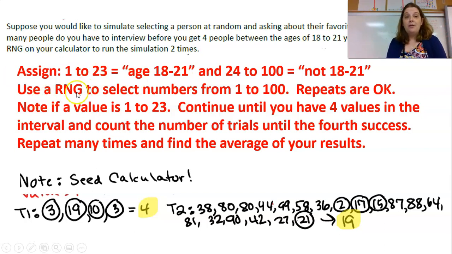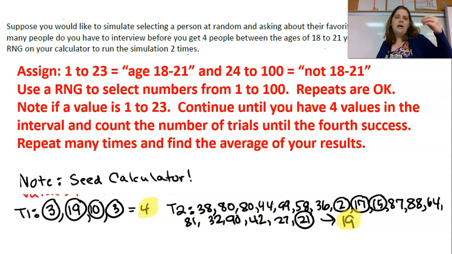So I'm going to use my random number generator in my calculator to start spitting out numbers from 1 to 100, and repeats are going to be okay, because this represents the chips in a bag or something like this. So it's okay if we have some repeats in this case. We're not individually selecting people. We're not going to worry about that.